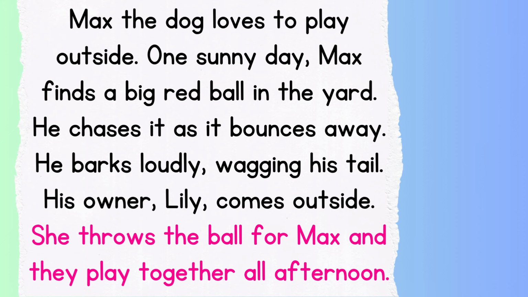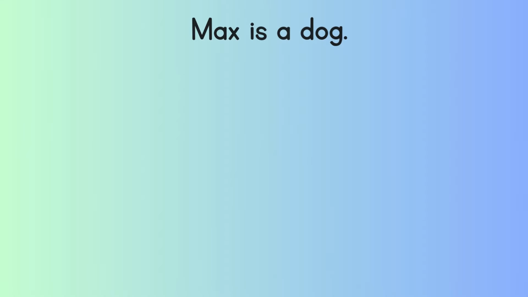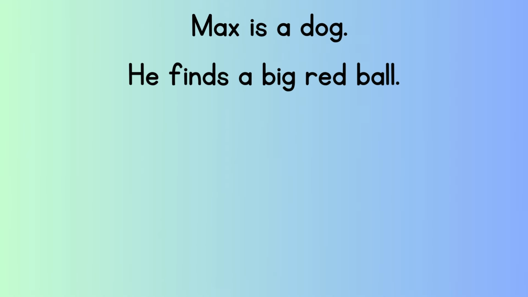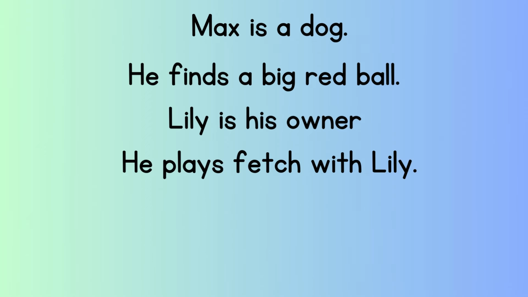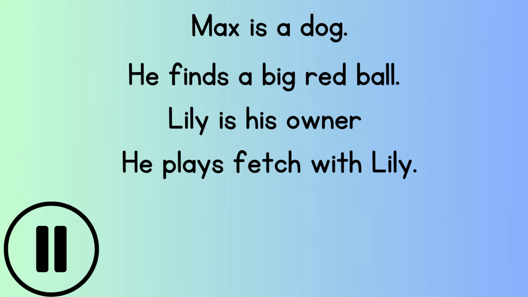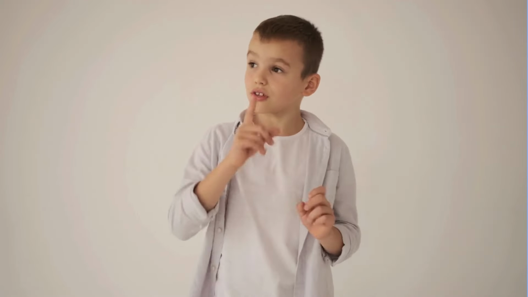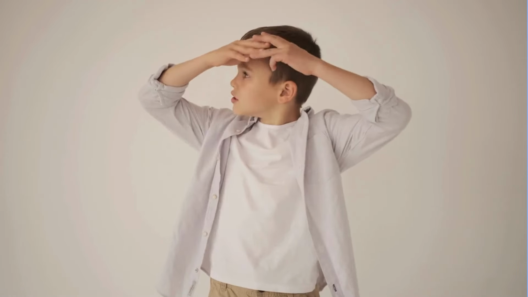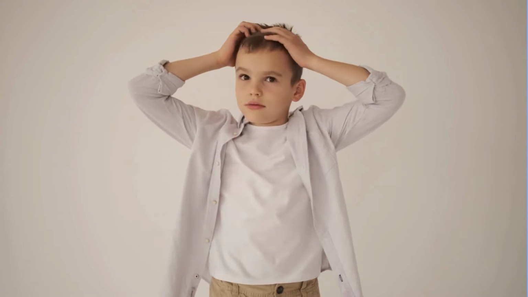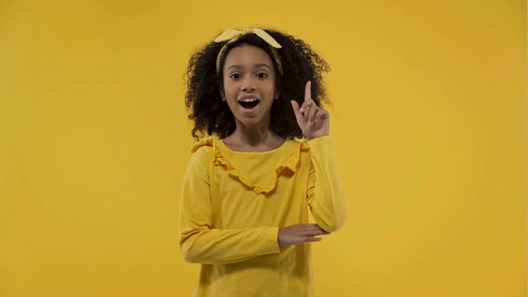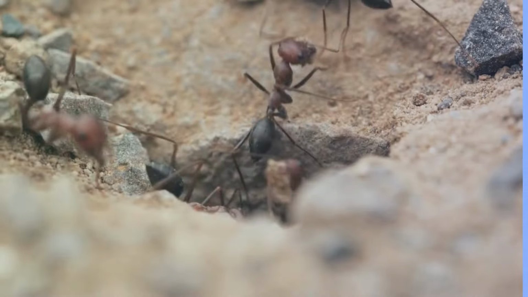Now, if we think about some details, we might remember Max is a dog. He finds a big red ball. Lily is his owner. He plays fetch with Lily. What is the main idea if we put all those smaller pieces together? The main idea is Max and Lily play fetch with a big red ball. We often cannot remember all those details, but that's why noticing the main idea is so important. It helps us remember what we have read. Let's do one last example.